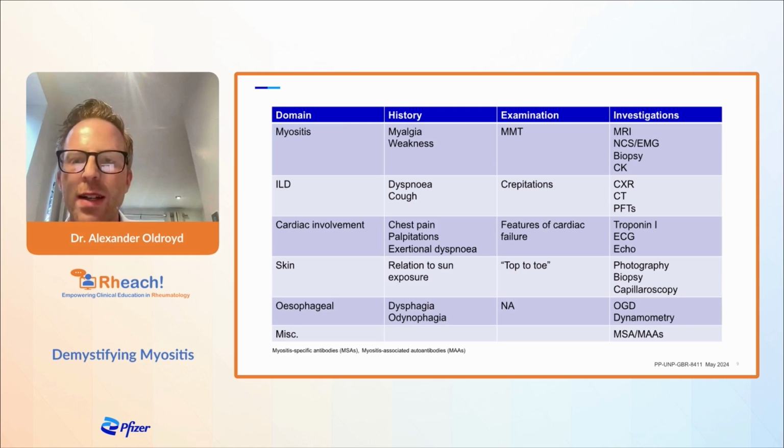CK, creatine kinase, is a muscle enzyme, which is typically raised in myositis. You can also use ALT or aldolase as well, depending on what your lab can test for.